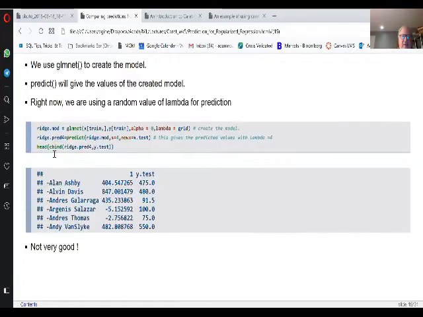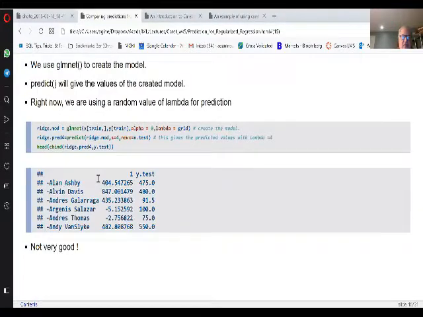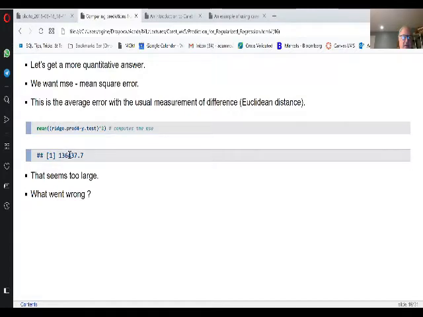But I said this is not very good, so maybe we want something more quantitative, like mean square error. So one thing I did was I just asked, what's the mean of the squares of the differences? And that's a really large number. It looked like the salaries were about 400, 500,000. These are hundreds of thousands of dollars, so this is $404,000. And I'm getting an average error of 1,000,003, and that seems to be too large.